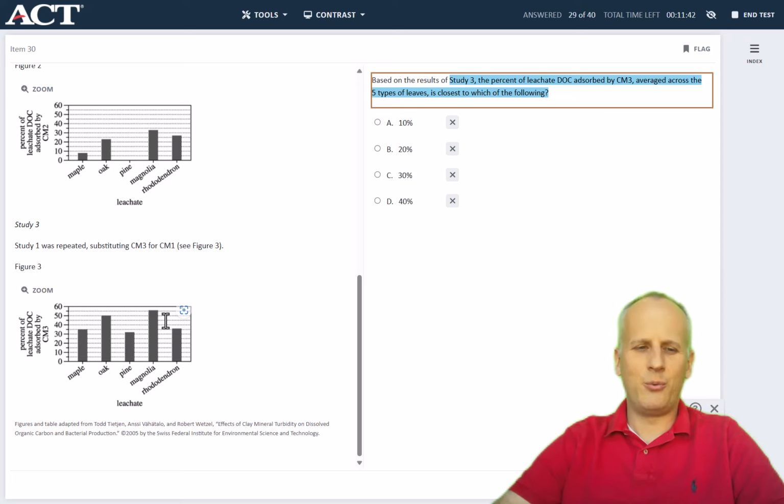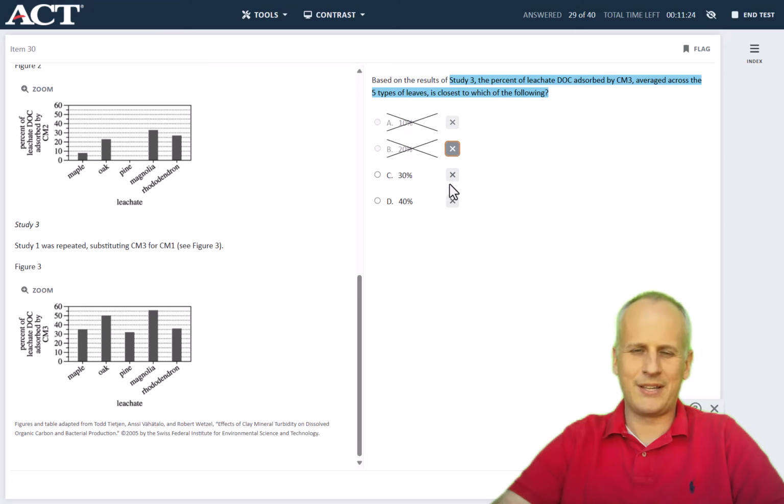And I don't want to actually fully calculate this, but I should recognize that because the figures have to be drawn to scale, the average is going to be somewhere in between these two kind of tall ones and these 3 that are almost equal in maple, pine, and rhododendron. So that's going to put it somewhere around 40. Certainly not 10. It's certainly not 20. It's certainly not 30. 40 is going to have to be the closest, and it's just an estimation based on visual evaluation.